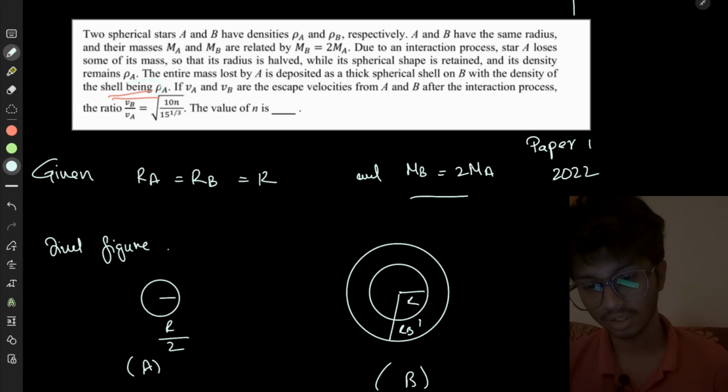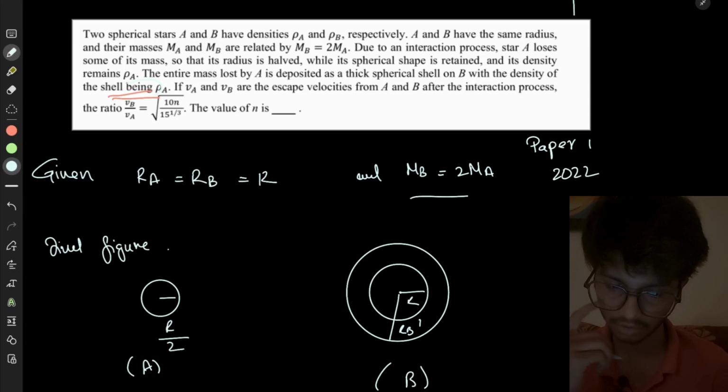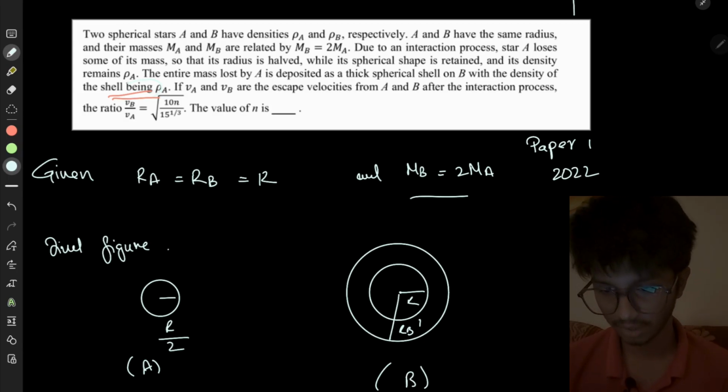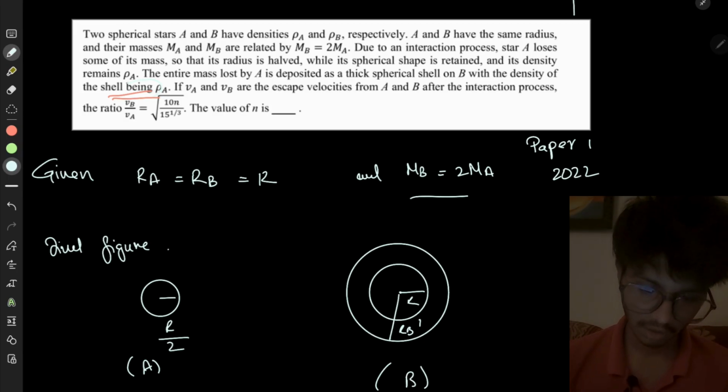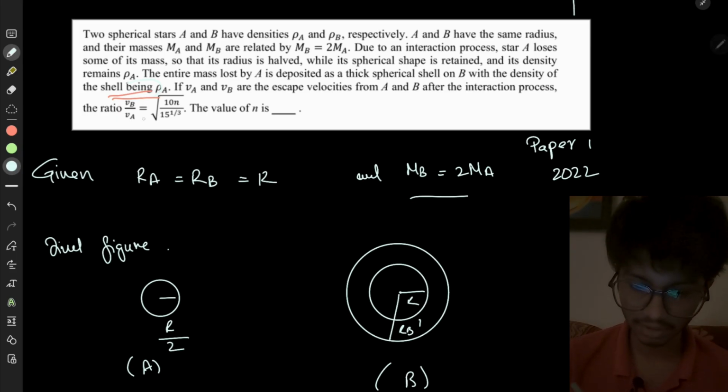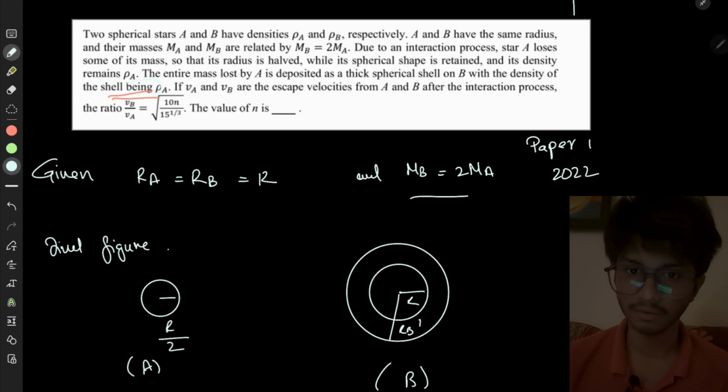The entire mass lost by A is deposited as a thick spherical shell on B with the density of the shell being rho A. And this is important because we'll use this to calculate the new radius. If VA and VB are the escape velocities from A and B after the interaction process, we need to calculate the ratio of VB by VA that is given in some form. We need to calculate the value of n.